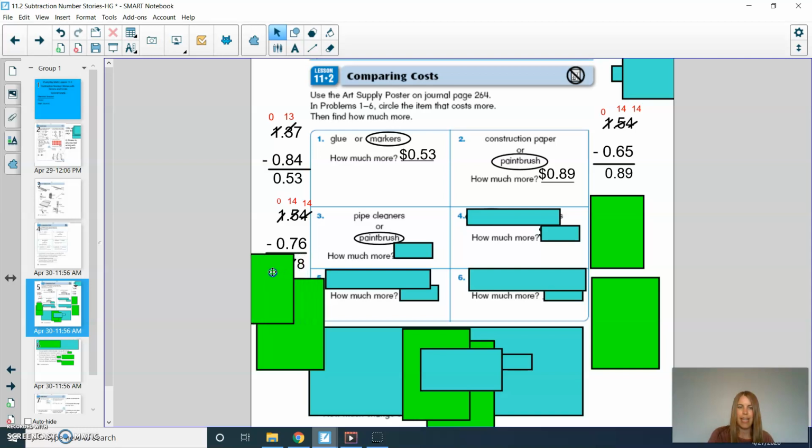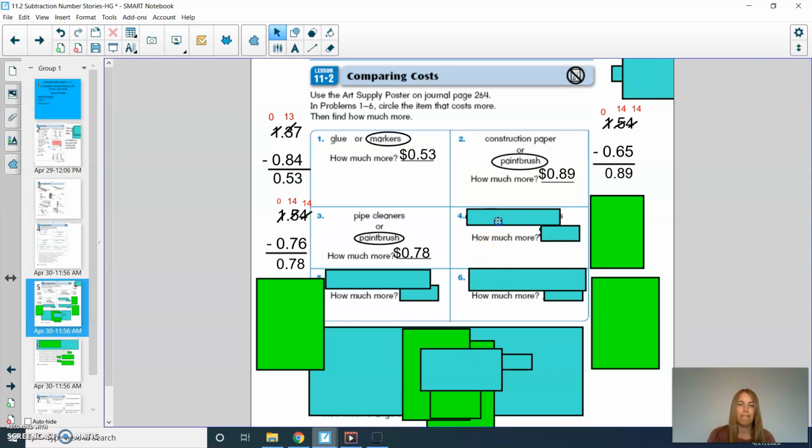14 minus 6 is 8. Now I couldn't do 4 minus 7, so I needed to borrow again. I changed that 1 to a 0 and added my 10. So now I have 14 minus 7, which is 7, and then my 0 can come straight down, holding that place. So the paintbrush is 78 cents more.